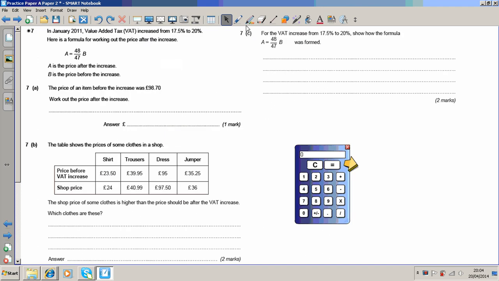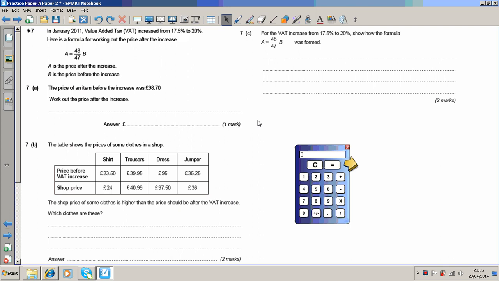Number 7. It's tricky, this question. So, in January 2011, VAT increased from 17.5% to 20%. Here's a formula for working out the price after the increase. So B is the price that it was before, then you use the formula and it gives you the price that it should be after the increase. So the price for an item before the increase was £98.70. Work out the price after the increase.